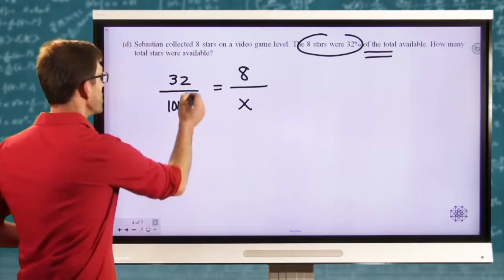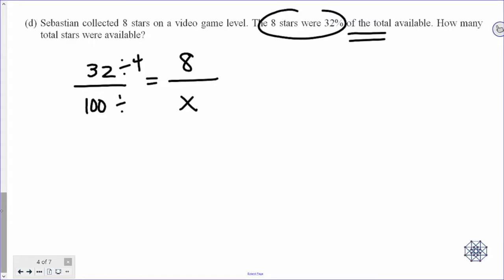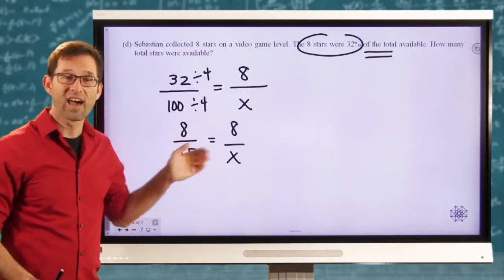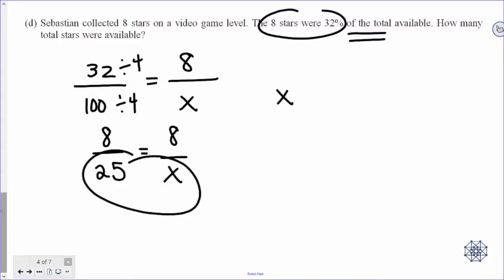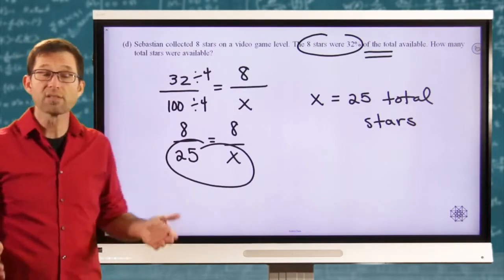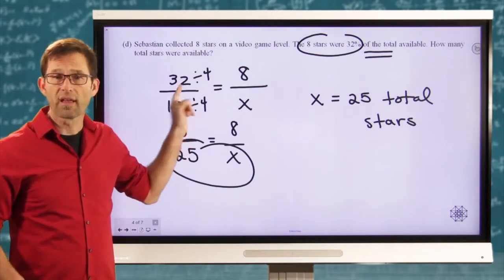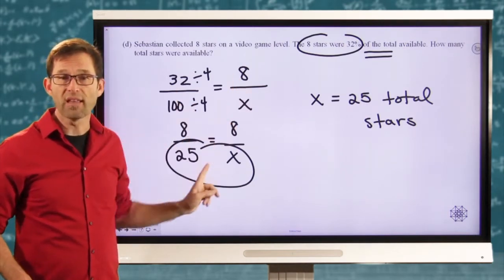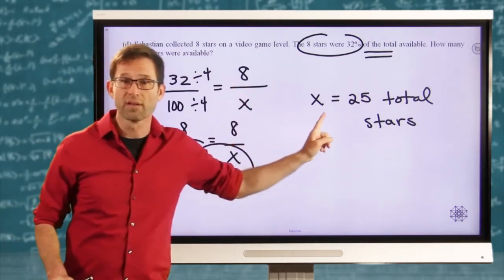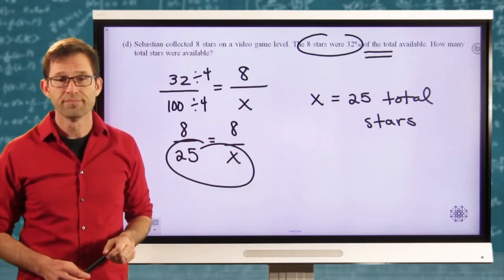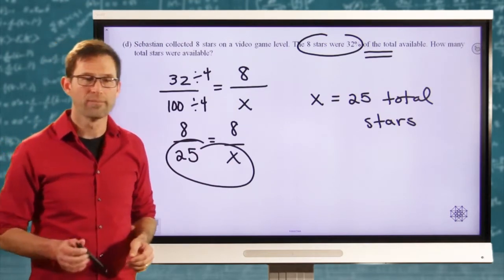So in fact, what I'm actually going to do is divide both of these by 4, and I'm going to get 8 out of 25, right? And now a simple comparison, 8 out of 25 is 8 out of x. That means there must have been 25 total stars, right? Again, it's very simple. If Sebastian had 100 total stars that he could have collected and got 32, well, that's the same as 8 out of 25. Since this is actually what he collected, there must have been 25 stars in total. Okay, per 100.